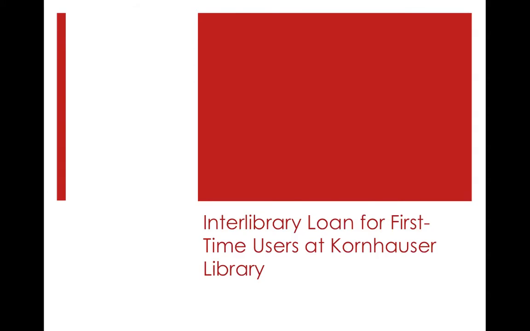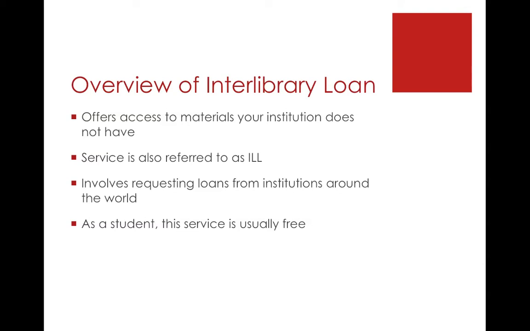Now let's start with an overview of interlibrary loan. As a first-year student, you may find that Kornhauser Library offers many items available online, whether they are full-text PDF articles or ebooks. As a student, you will have access to these things. Now, in your researching, you may find that some things aren't available through the catalog, and this is where interlibrary loan will come in. This service is also known as ILL, and it involves requesting loans, like articles and books, from institutions around the world.